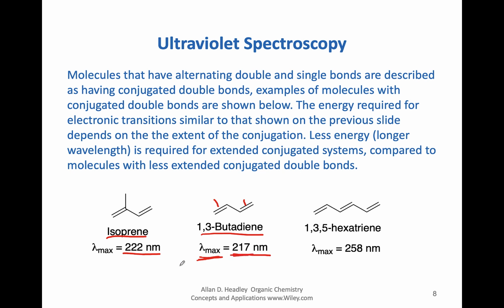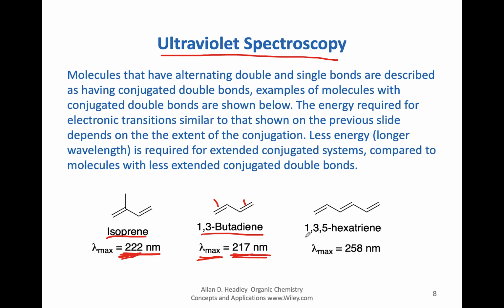Notice that they're very similar, 222 and 217. Why? Because they are conjugated and it's just 2 double bonds in conjugation. So if there is an excitation in this region of the ultraviolet spectrum, we know that we have a double bond in conjugation, or 2 double bonds in conjugation.